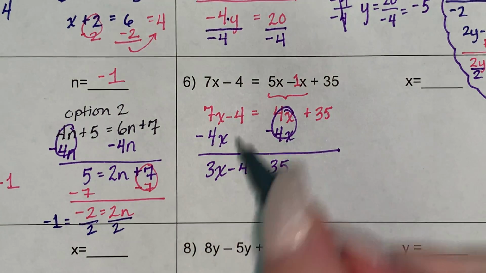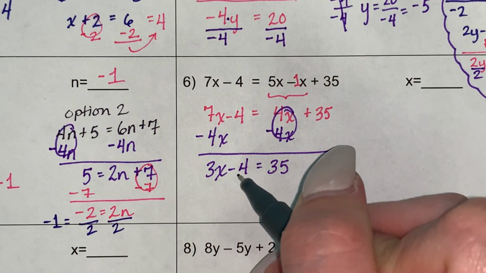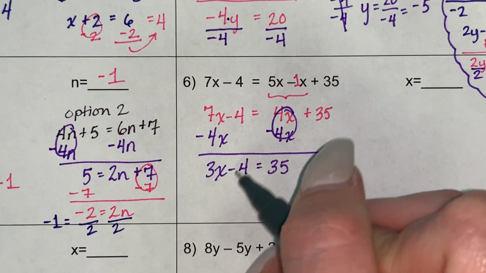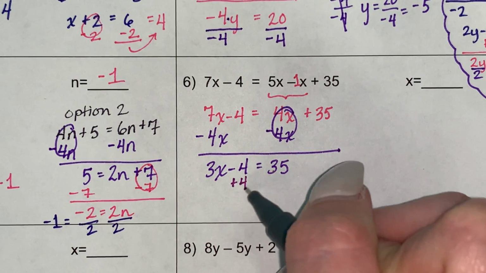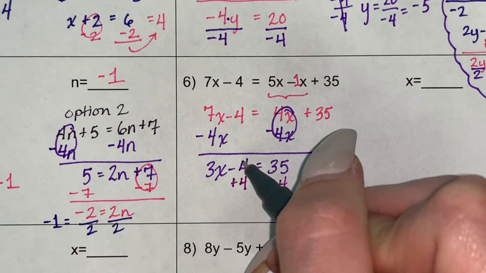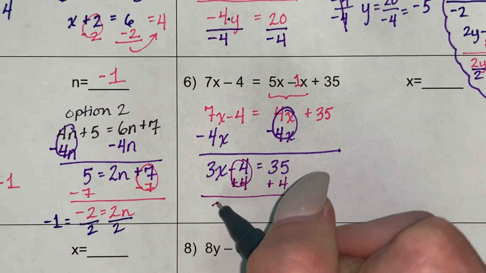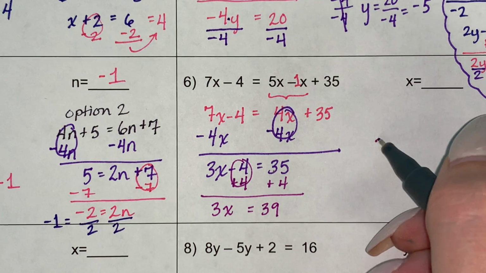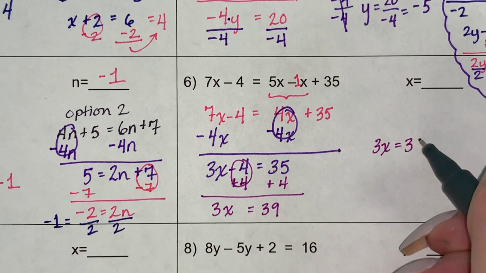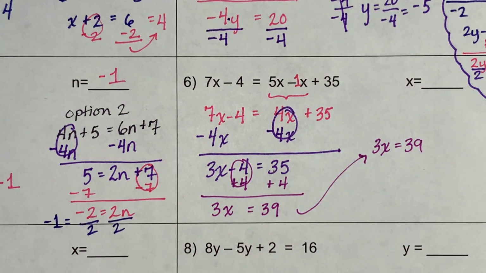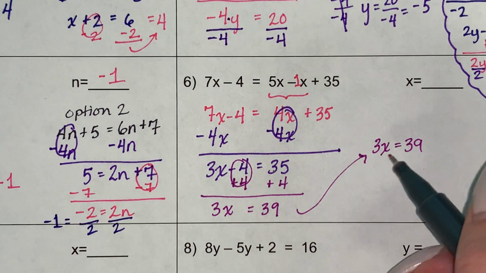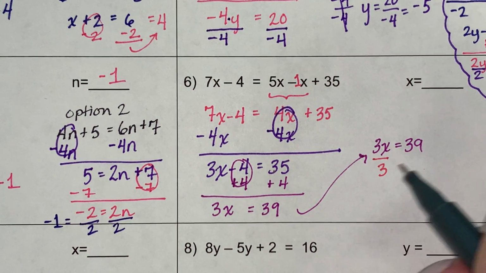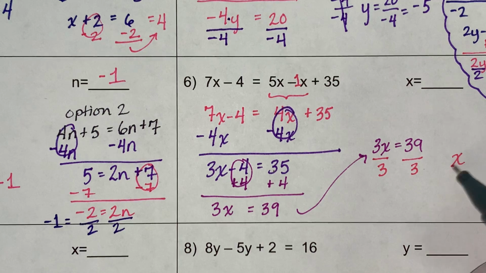Now I'm going to move my 4 to the other side. Now this is a negative 4. I need it to be 0 on this side, so I'm going to do plus 4. So that zeroes out, and I get 3x equals 39. Let me just write it over here. And then because I want to get x by itself, I'm just going to divide both sides by 3, and I'll get that x is 13.